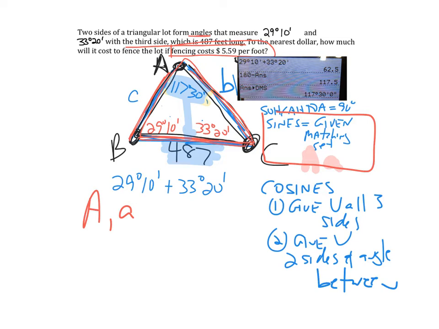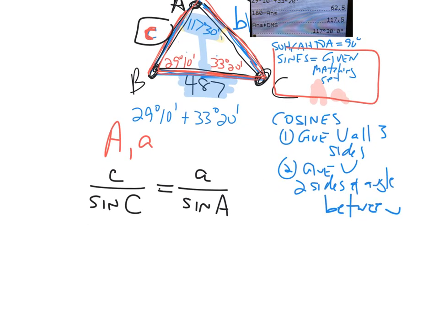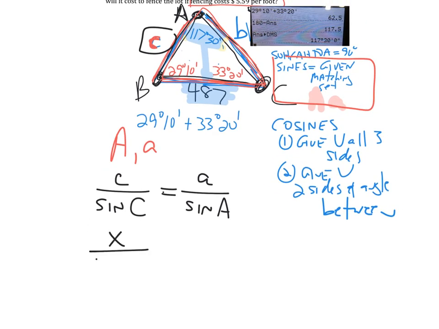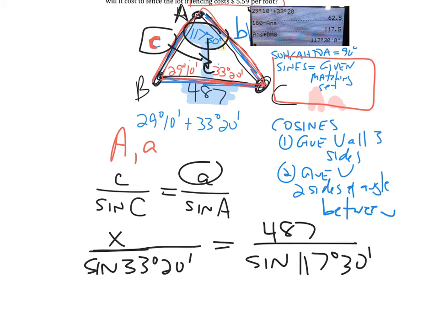First, I'm going to go about finding side C. So I'm going to set up, using the law of sines, little c over the sine of big C, and that equals now my matching set, the A's. Little a over the sine of angle A. So I'm going to substitute in. I have little c, that's what I'm solving for, over the sine of angle C. Well, that angle is the 33 degrees 20 minutes. That equals little a, which was that 487, that third side, divided by the sine of angle A, which we figured out from before is 117 degrees and 30 minutes.